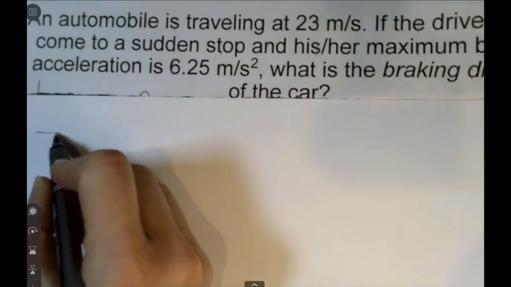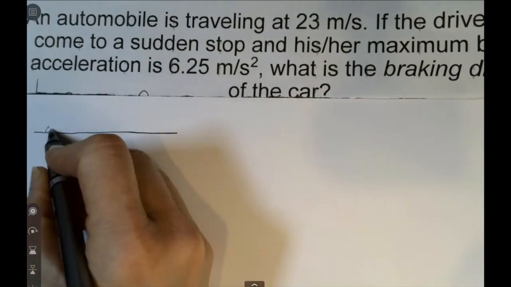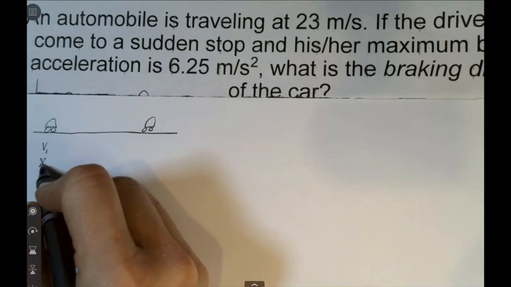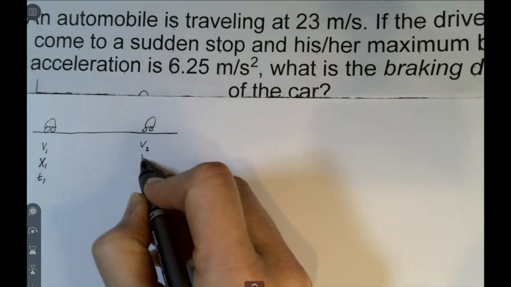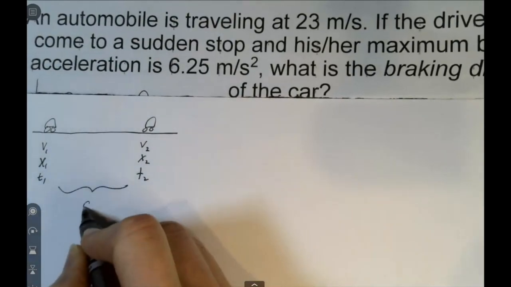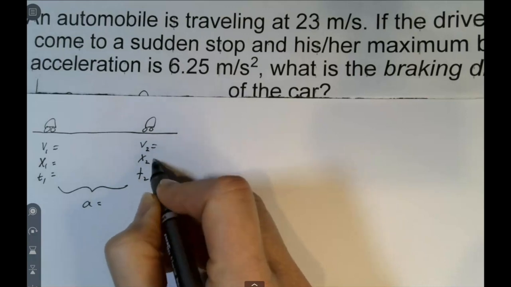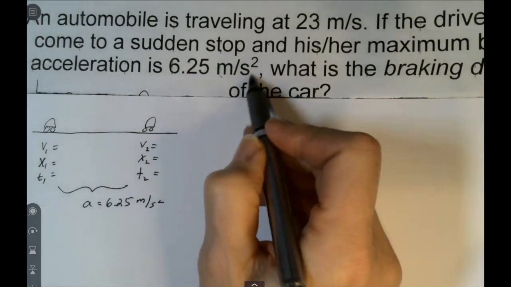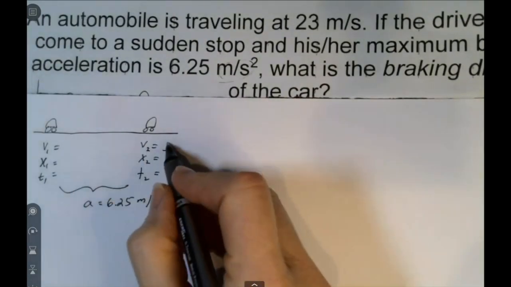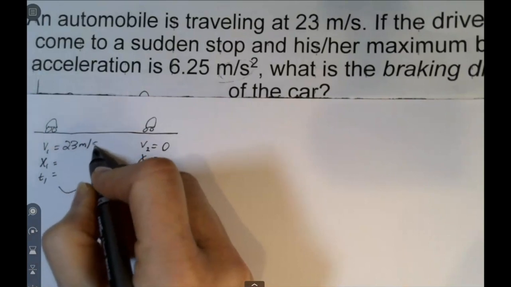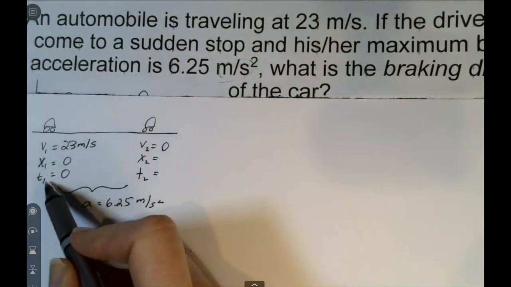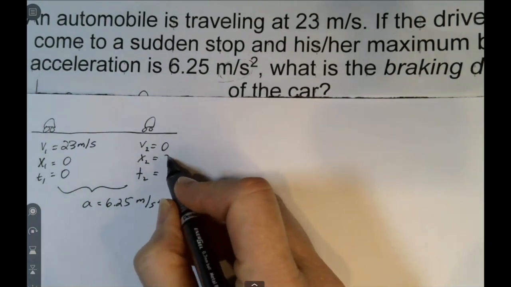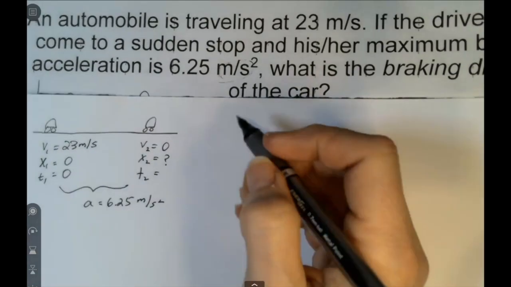This problem has a car traveling at 23 meters per second. And then it comes to a sudden stop. So V, X, T, V, X, T. In between is acceleration. We know this is 6.25 meters per second squared, right? We come to a sudden stop. We start at 23 meters per second. The beginning position and time are 0. We're trying to find the maximum braking distance. That's this. We are not interested in the time.